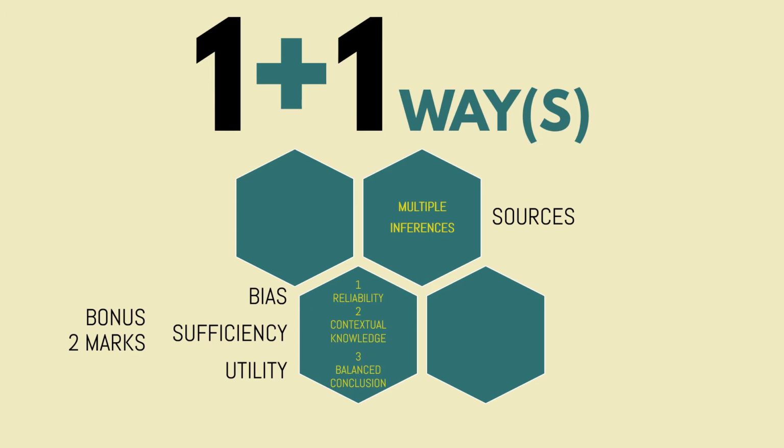So to summarize, there are 1+1 ways to answer an evaluation or assertion question. The first way is through multiple inference. That's where we deal with the sources. Next, we deal with the bonus 2 marks: bias, sufficiency, utility, which we'll address in another video.